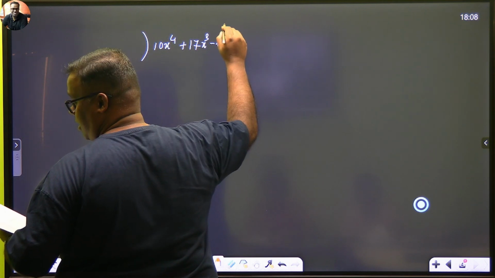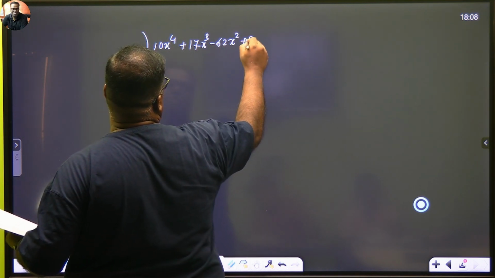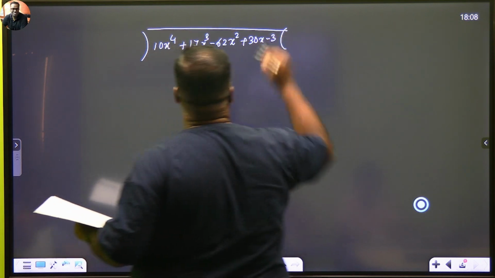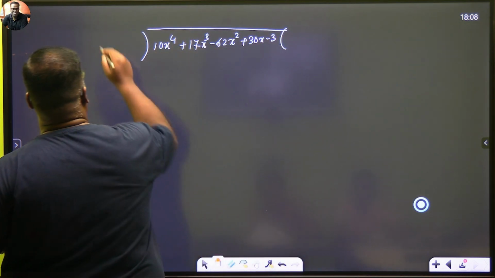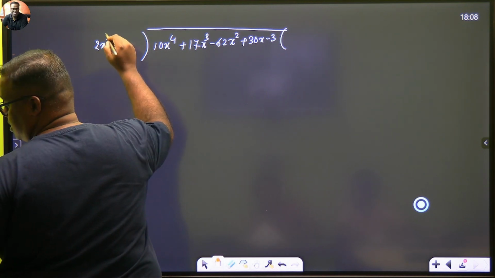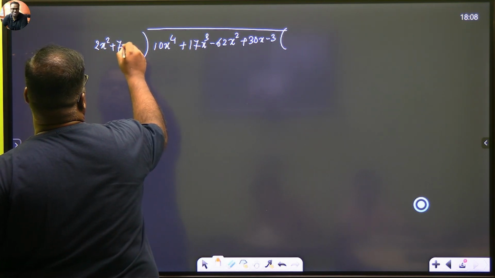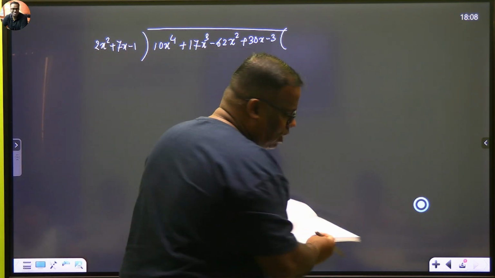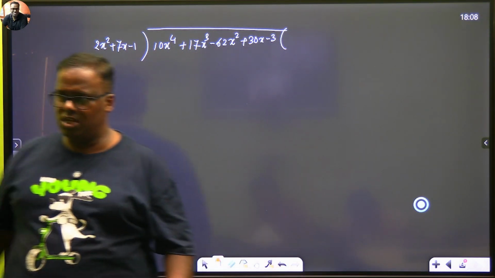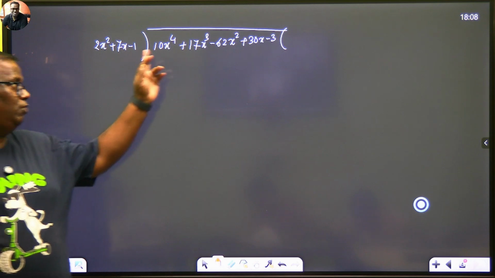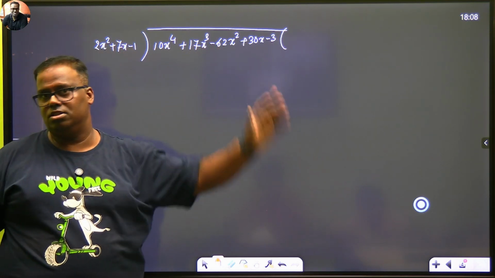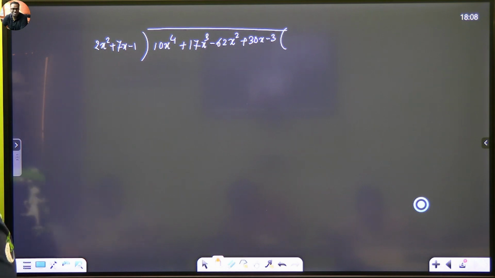X square plus 30x minus 3. Please close your books. So it is 2x square plus 7x minus 1. We'll all do it together and wait for each other and do every step. First step: check whether it is in decreasing order. 4, 3, 2, 1, 0. Yes. This one is 2, 1, 0. Yes, decreasing order. So let's now kill 10x to the 4.